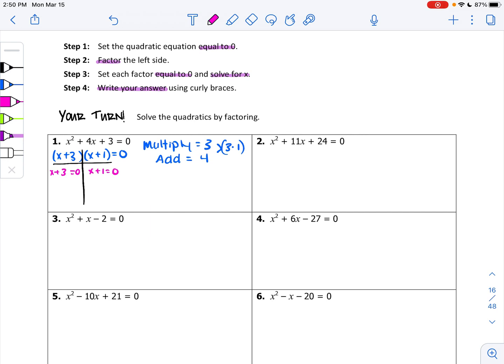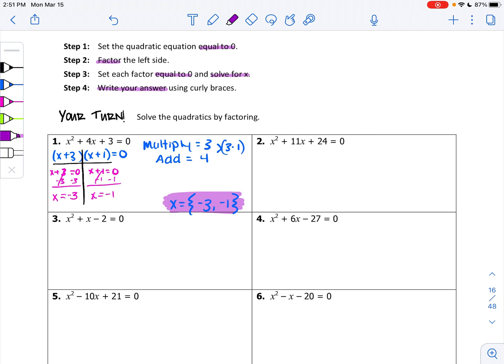And then solve. Remember, to solve, we're going to subtract 3 from both sides, and that gives me x equals negative 3. And then on the other side, we're going to subtract 1 from both sides, which gives me x equals negative 1. So when I solve this quadratic, I get x equals negative 3, negative 1. And remember, we're going to put that in a set of brackets. And if I were to visualize what this parabola looks like, I know that it crosses my x-axis at 2 points.